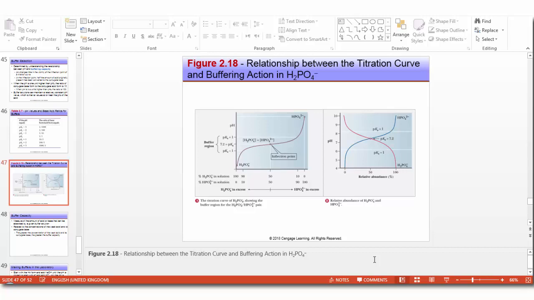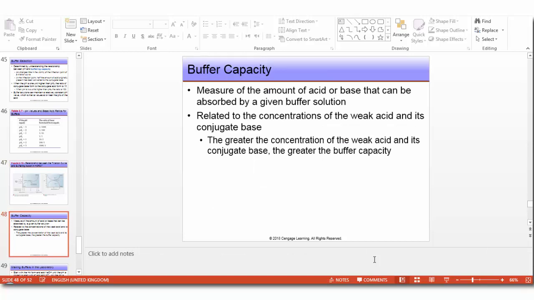Now we want to define something called the buffer capacity. A buffer solution with low concentrations of both the acid and base forms is said to have a low buffering capacity. A buffer that contains greater amounts of both acid and base has a higher buffering capacity. So it is a measure of the amount of acid or base that can be absorbed by a given buffer solution.